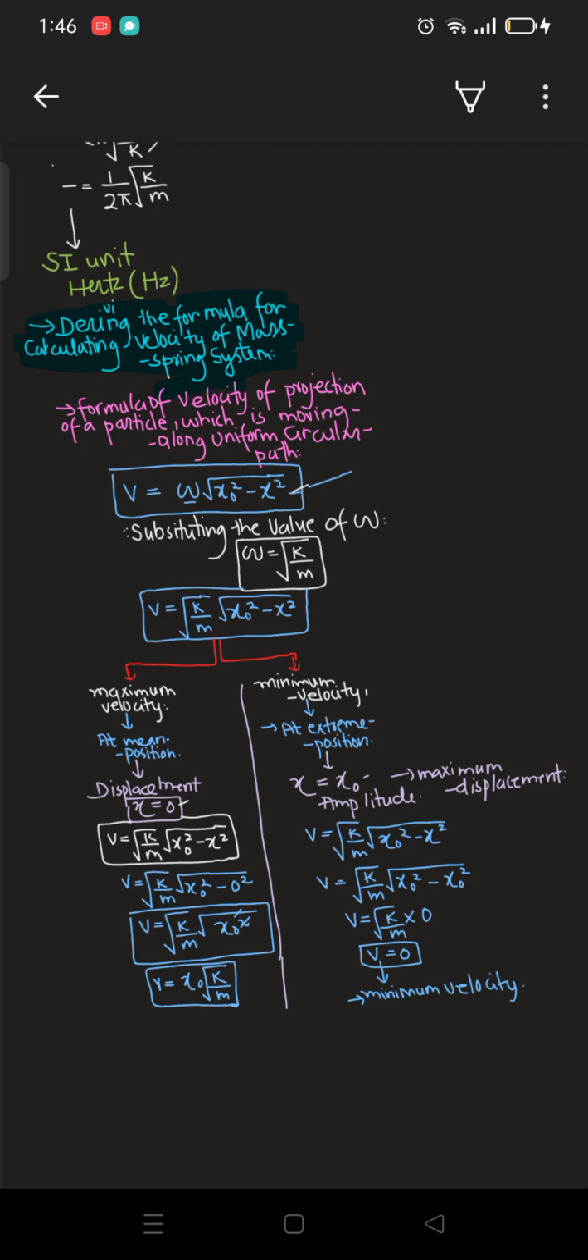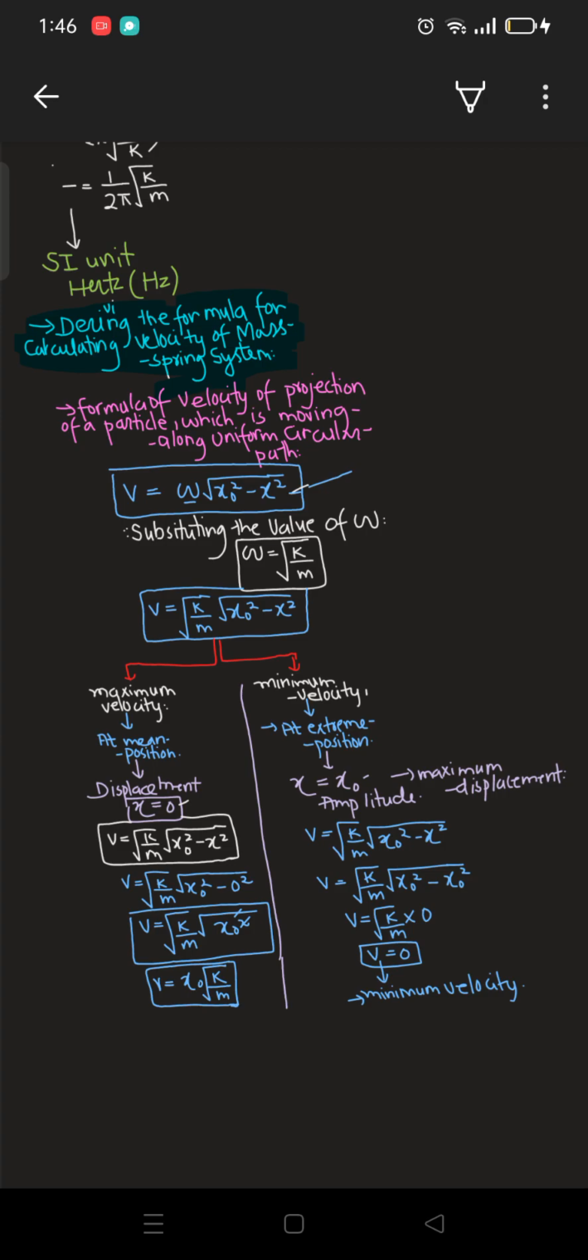We have known that minimum velocity we are going to find at the extreme position. So at extreme position, we know that our x is equal to x naught, which is amplitude, which is the maximum displacement from the mean position to the extreme position. By substituting x as x naught, we got the value of velocity as 0, which is the minimum velocity.